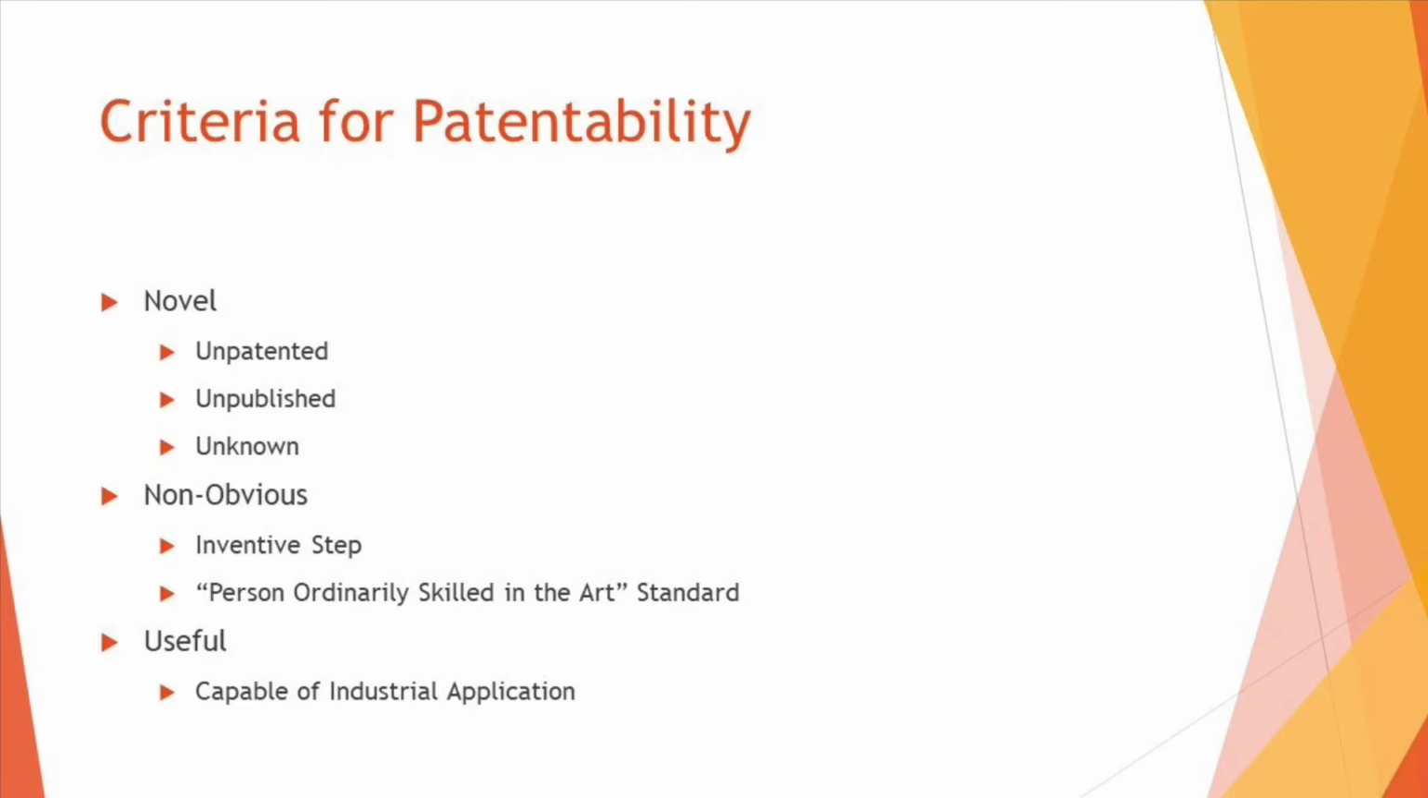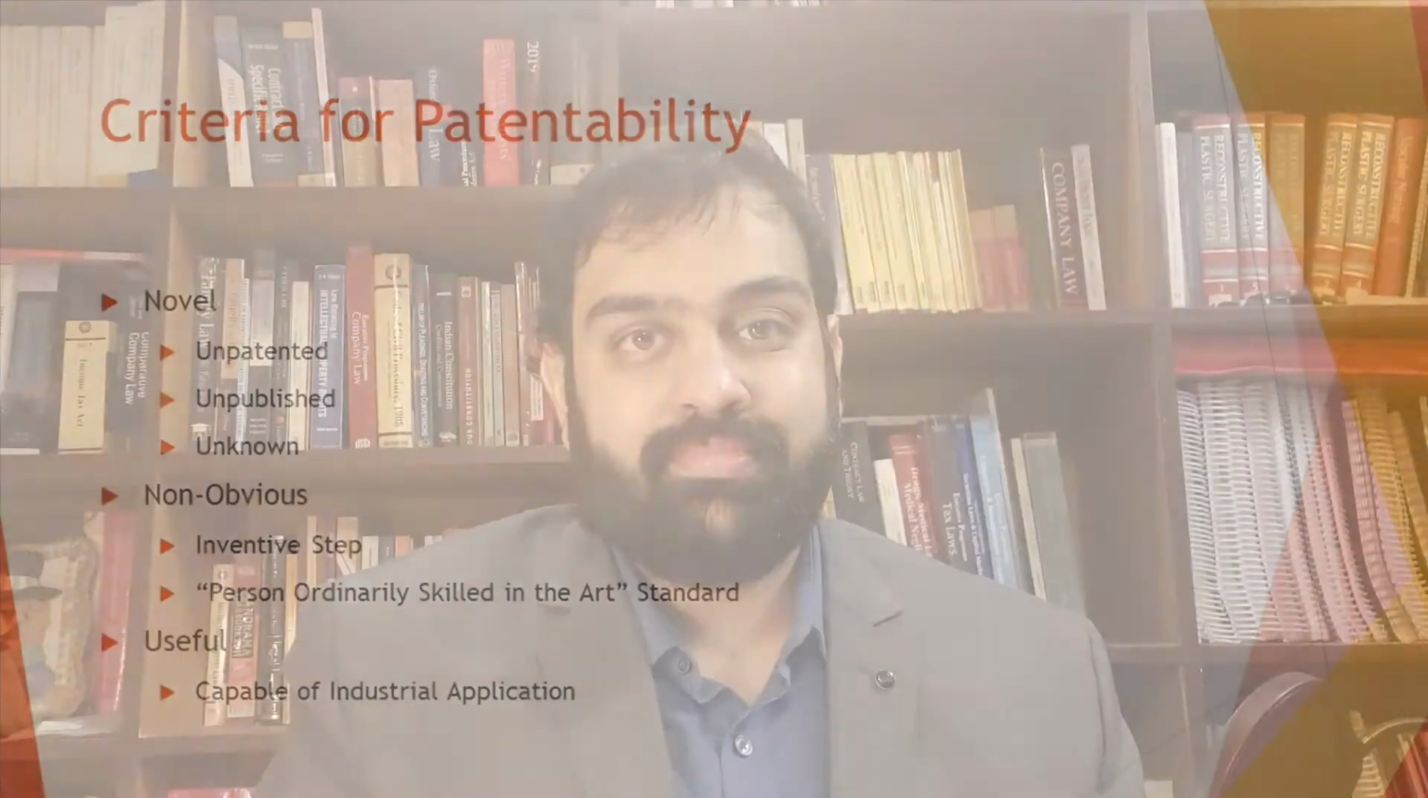And finally, an invention has to be useful. That means that it has to be capable of industrial application. You have to be able to make something useful from it. A frivolous invention that won't deliver any result or is impractical to be applied in the industry generally will not be eligible for a patent.